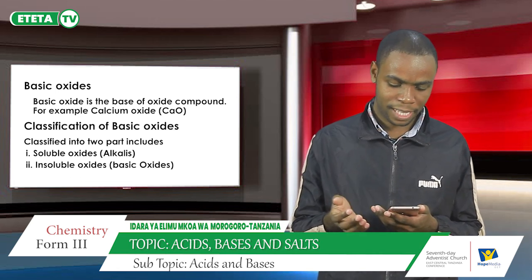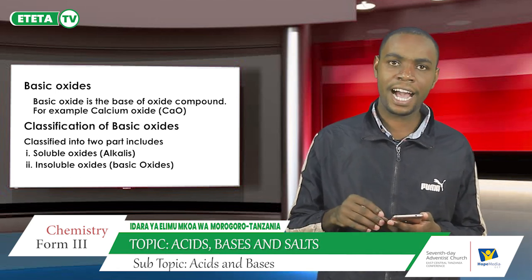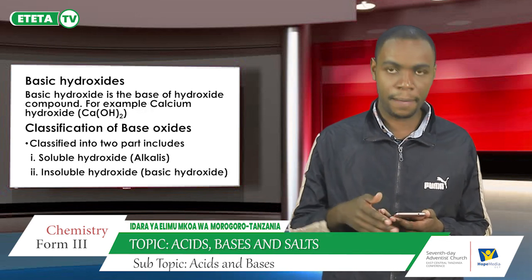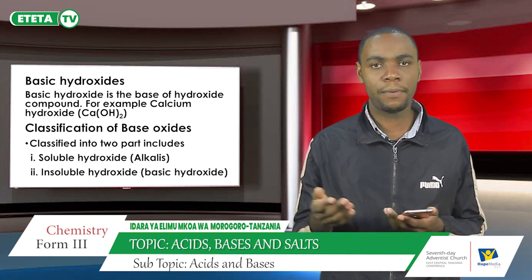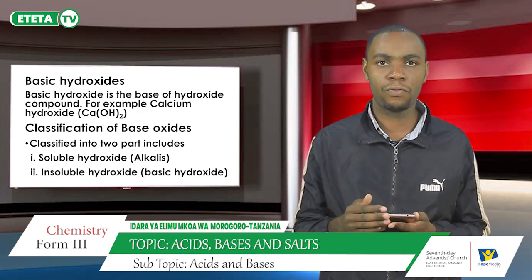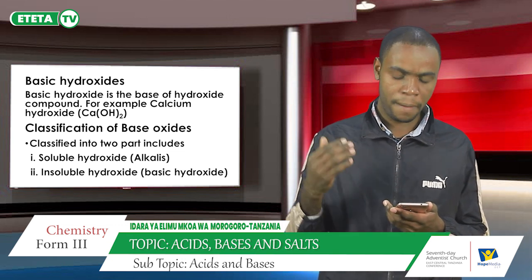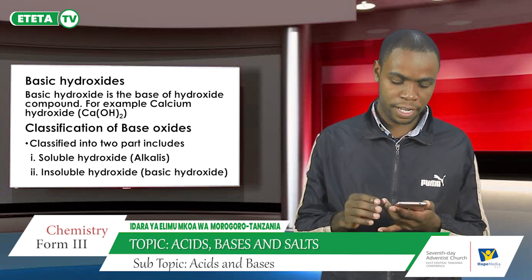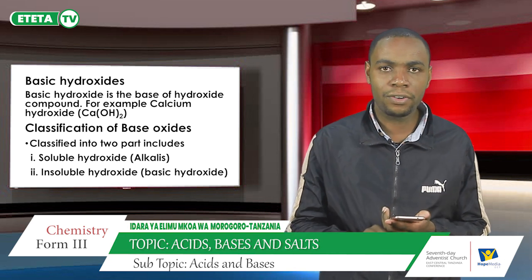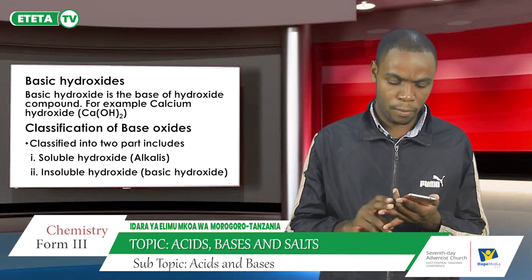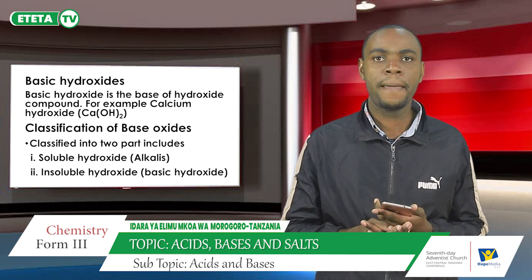Also, basic hydroxides are bases of hydroxide compounds. For example, calcium hydroxide and potassium hydroxide are examples of basic hydroxides. The classification of basic hydroxides includes soluble hydroxides, which are called alkalis, and insoluble hydroxides, which are called basic hydroxides.